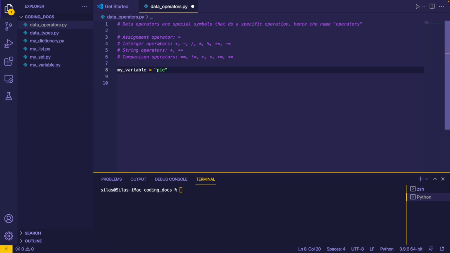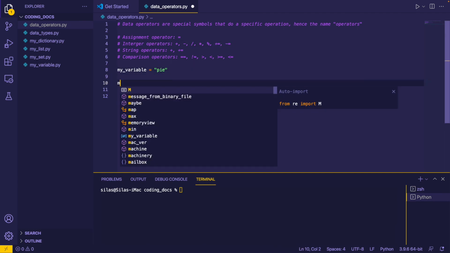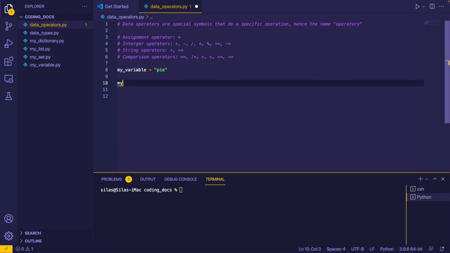Now we have integer operators. We have plus, subtraction, division, multiplication, mod, and a combination of the two. This is very good for integers. Actually, it really only works on integers. So we have my int 1, and we're going to be assigning it 12 plus 3 minus 5 divided by 2 multiplied by 6.